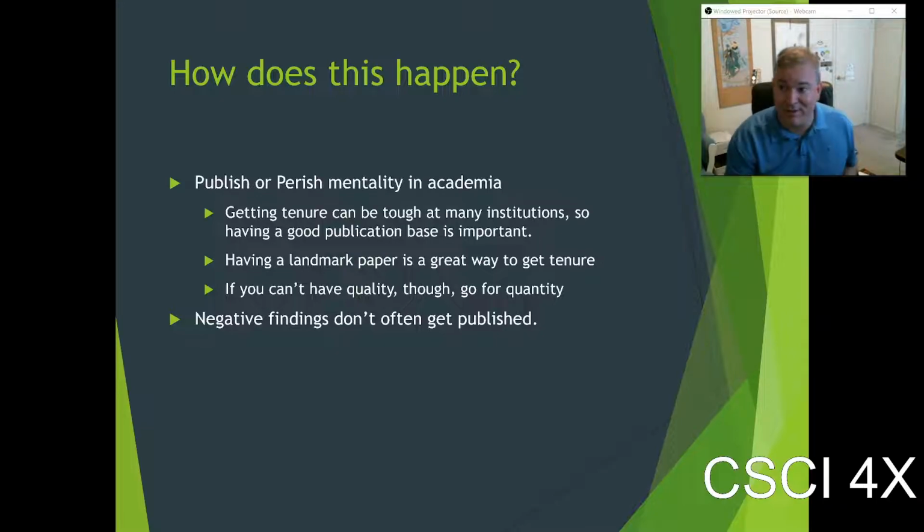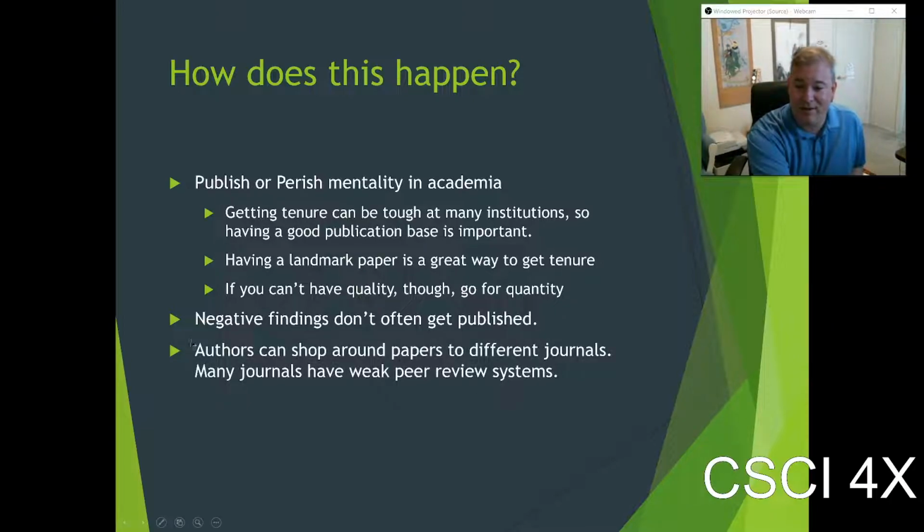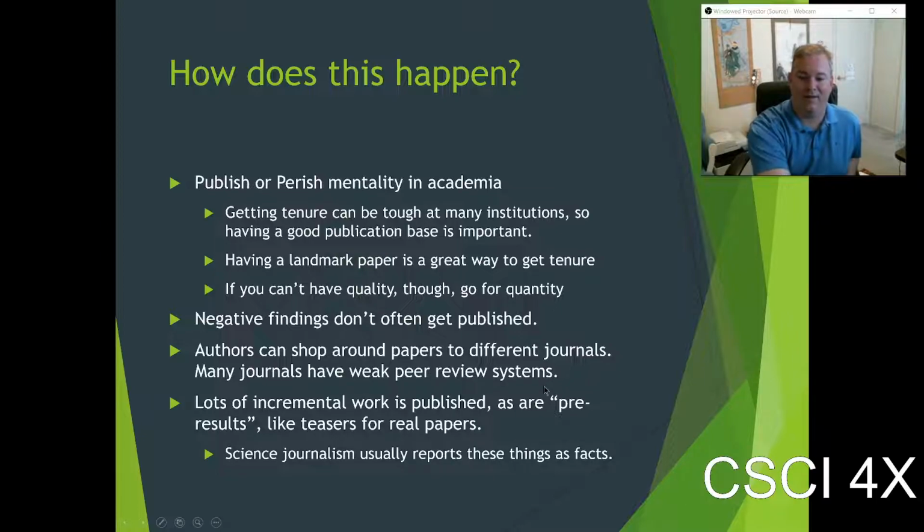then you're introducing a bias, right? You're introducing a bias. And then people will shop their papers around, right? And so if you get rejected from a tier one journal, then you try a tier 2 journal. If you get rejected from that, you go to a tier 3 journal, and you keep going until you find some peer reviewers who are suckers enough to publish your paper. And then lots of incremental work.